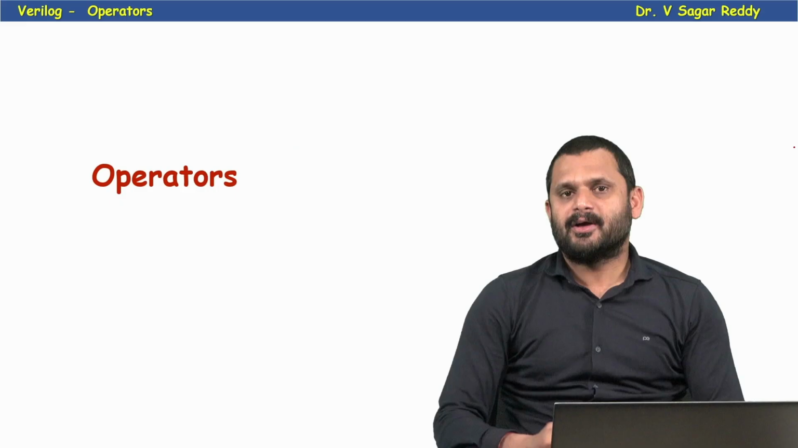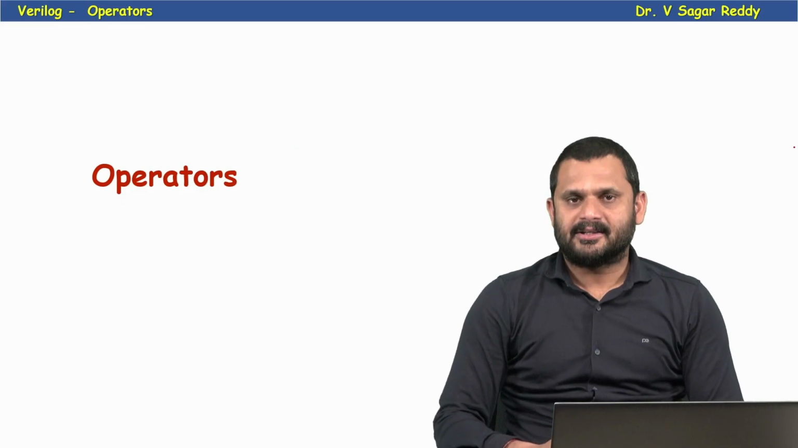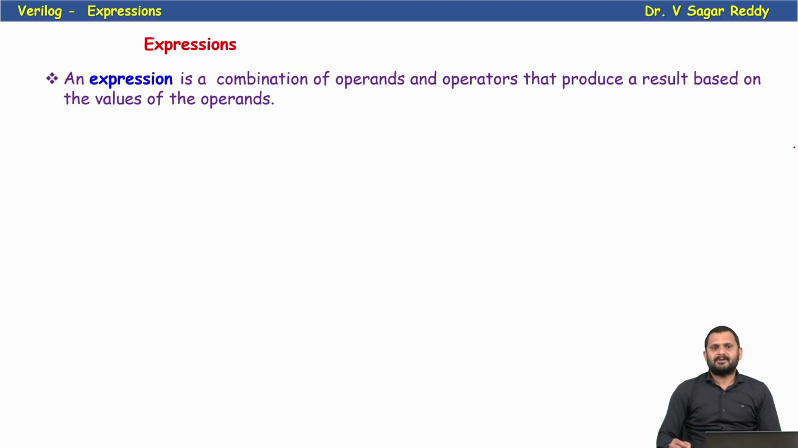Hello everyone. Today we are going to discuss various operators used in Verilog with some suitable examples. An expression is a combination of operands and operators that produces a result based on the values of the operands.